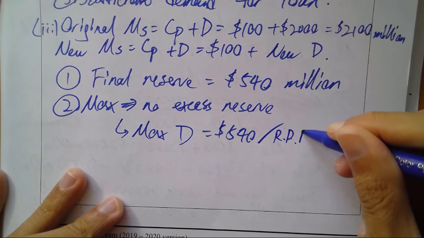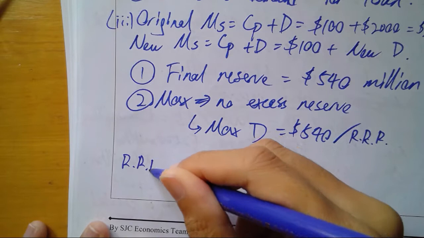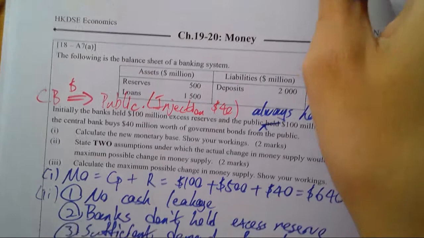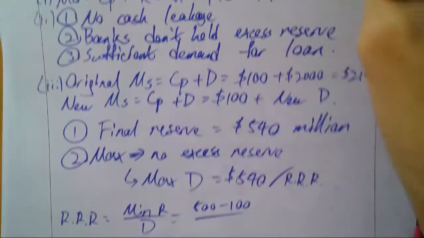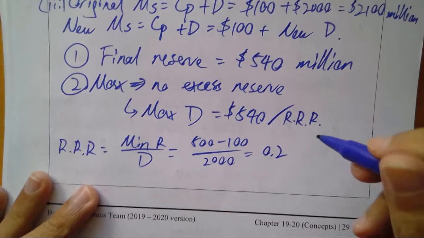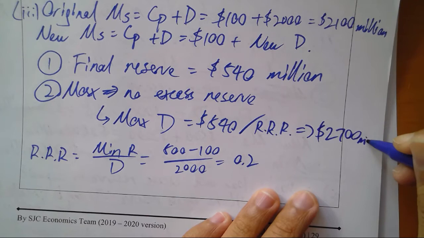Okay, we haven't figured that out, so let's figure that out. Okay, now, the required reserve ratio, 嗱睇住啦, equals to minimum reserve divided by deposit. Now, minimum reserve used to be, let's see, 500, but 100 excess reserve. Now, therefore, 500 minus 100 divided by deposit used to be this, right? And that would be 0.2, I think, right? Yes, 0.2. Now, therefore, it means that we have to times it by 5. That would be 2700 million, right?